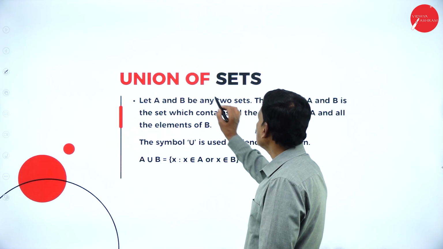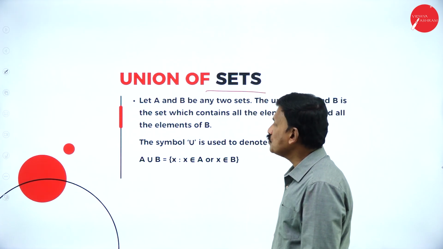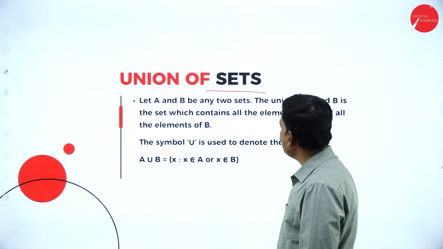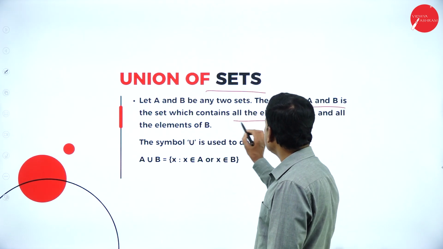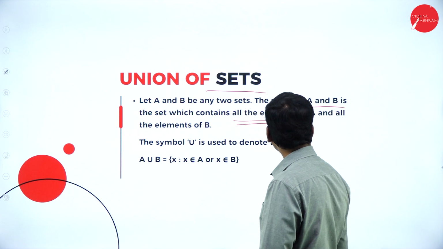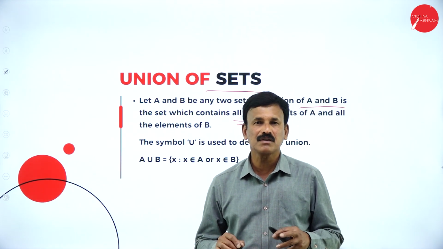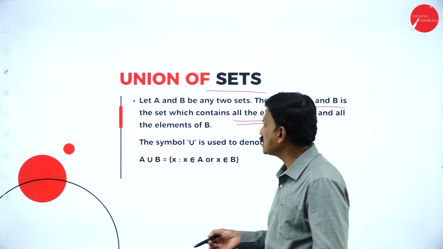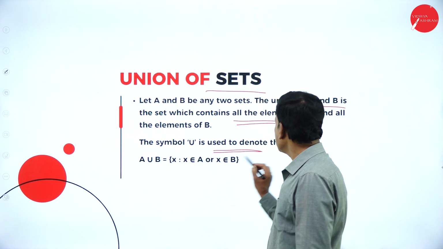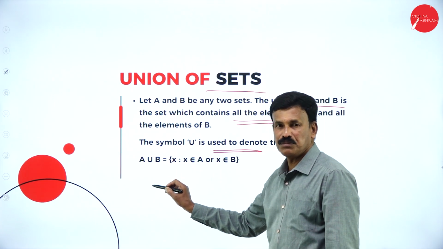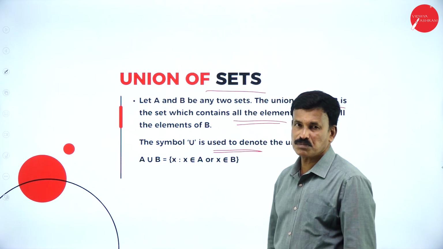Now next, let us know regarding union of sets. So operations on sets, that is union of sets. Let A and B be any two sets, then the union of A and B is the set which contains all the elements of A and all the elements of B. It is symbolically denoted as A union B. A union B is a set X such that X belongs to A or X belongs to B.